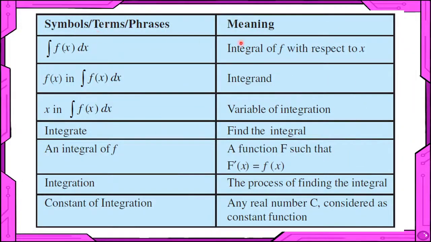Here are some symbols and their meanings. If it is written like this, we call it the integral of f with respect to x. Here f(x) is called the integrand and x is called the variable of integration. Integrate means we have to find the integral, and an integral of f means a function whose derivative is equal to this. Integration is the process of finding the integral, and the constant is that capital C that we just discussed.